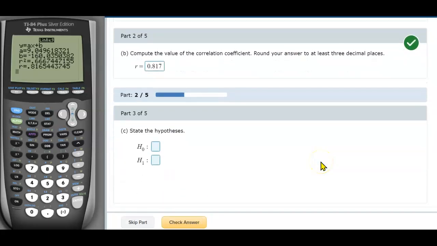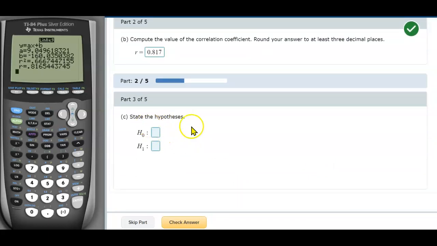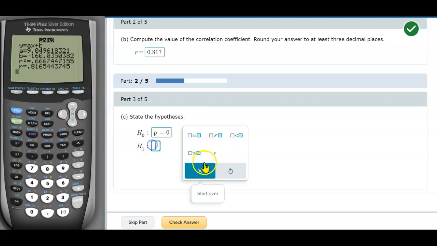Okay, great. Now, for the hypothesis testing, for the coefficient of correlation it is always the same: the null hypothesis is rho equals 0. And for the second one, it's going to be rho different than 0. So it's always this way, right? It never changes here. Check it.